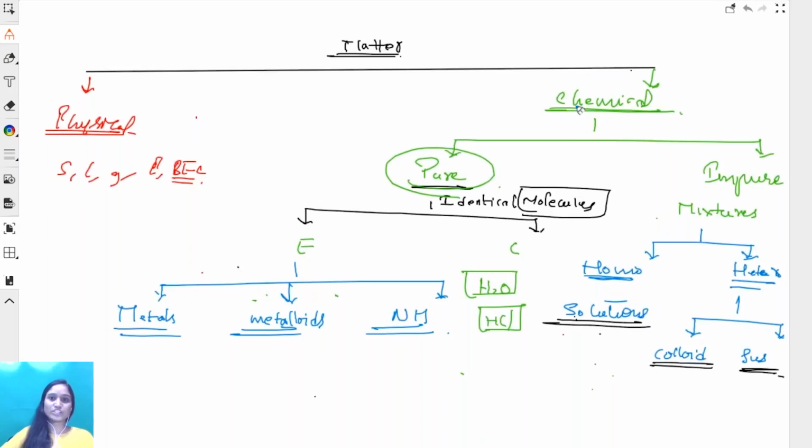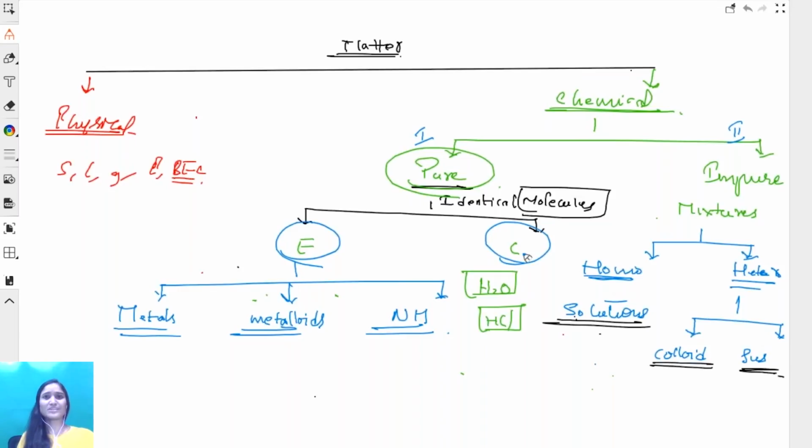Chemically, matter can be classified into two types. One is pure, second one is impure. Impure: homogeneous, heterogeneous, solutions, colloids, and suspensions. We're not talking about it at all in class 10 CBSE. Forget about it for now. Coming to pure substances, two types of pure substances. One is element and another one is compound. Compound, it's only one type. Let it be aside.